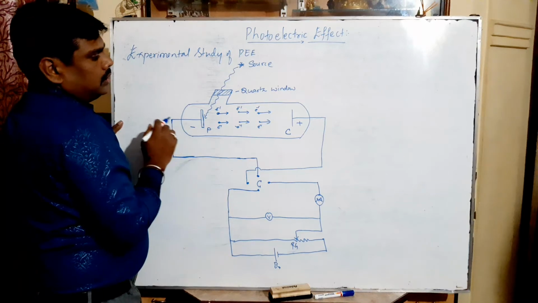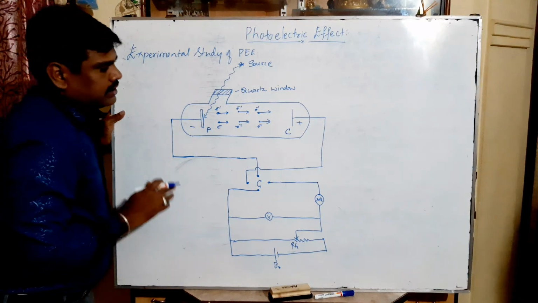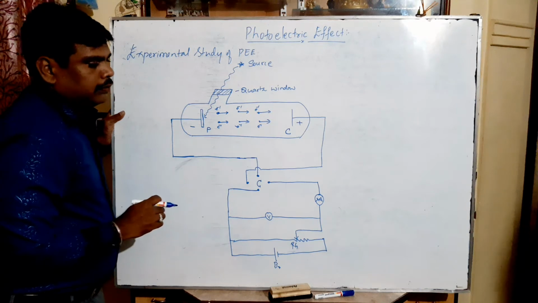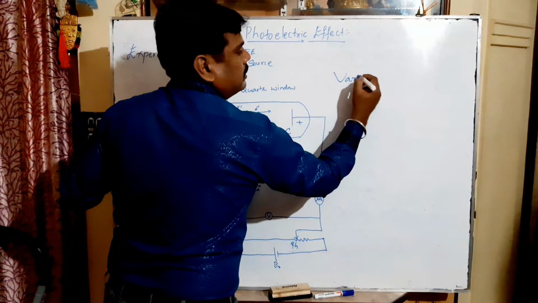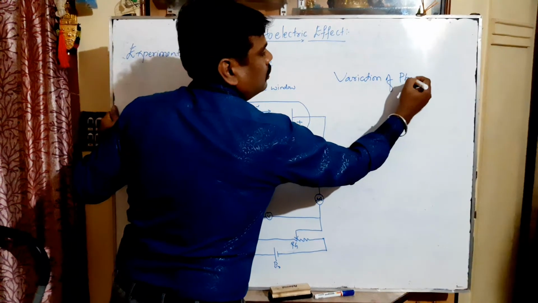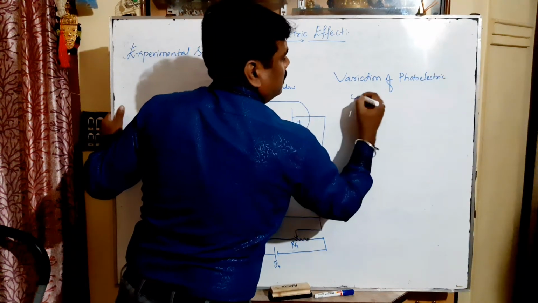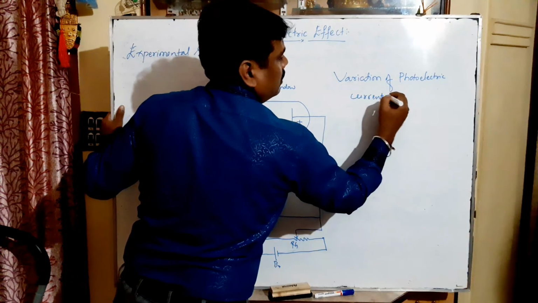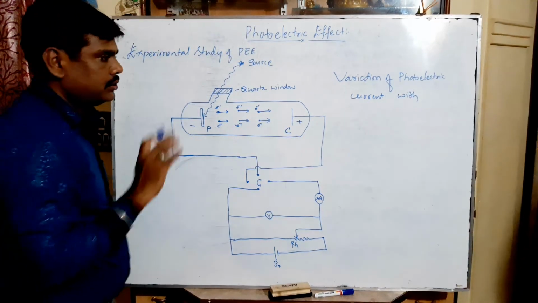This voltmeter shows how much potential has been supplied. Now, with this arrangement, we have to study four things here: the variation of photoelectric current with the following four parameters. That is very important.